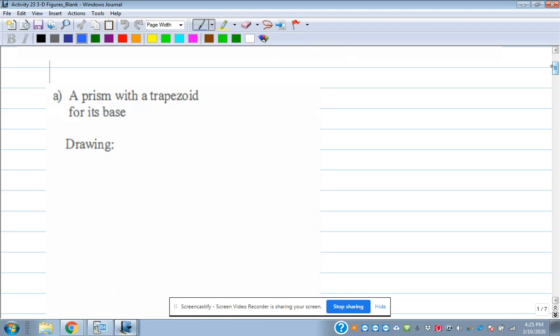All right, so let's draw. All right, so I'm going to draw a trapezoid. I'm just going to draw a trapezoid here. Doesn't have to be perfect trapezoid. It's a trapezoid. And then I'm going to draw the same trapezoid back here behind it. So I'm just trying to draw the same shape. And then here's the trick. Connect them. Corner to corner.